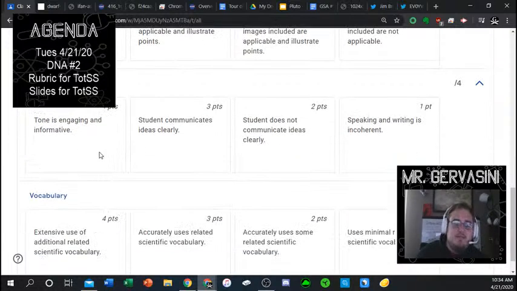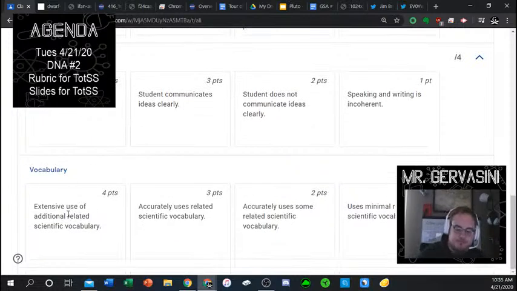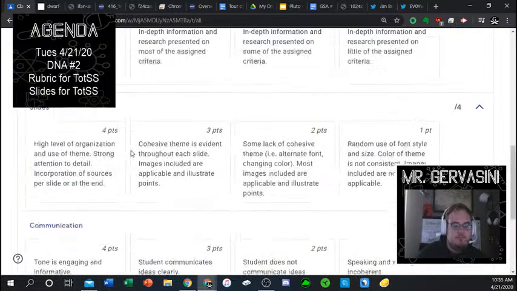Communication, being engaging and informative, being able to talk clearly, all right, being able to write clearly if that's what you're doing, or also on the slides. Big walls of text are not fun to look at. And then vocab, being able to use the terminology that we use. Not using words or talking like you normally talk. Being a little more formal. All right?